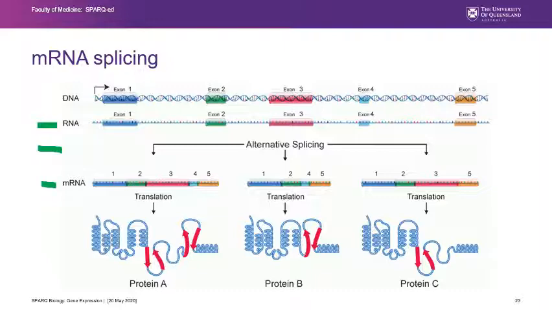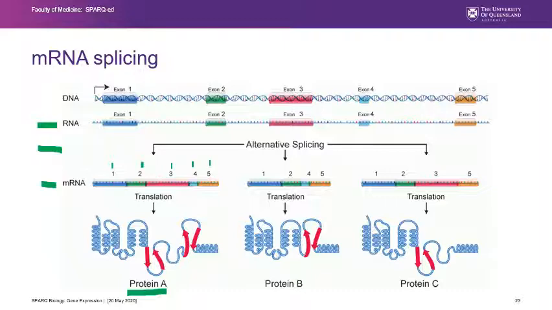So here's our mRNAs. So you can see in the first one, I have exon 1, 2, 3, 4, and 5 in the correct order. That mRNA molecule leaves the nucleus, goes to a ribosome and is translated, and it forms protein A. And protein A has a specific shape to do its function.